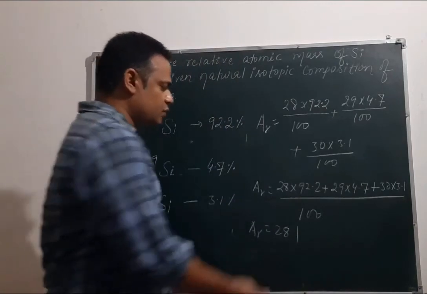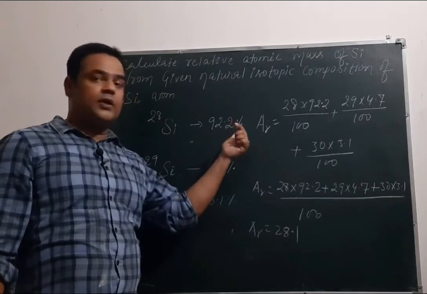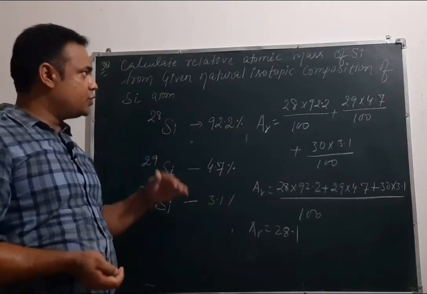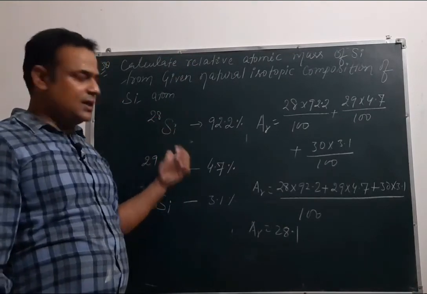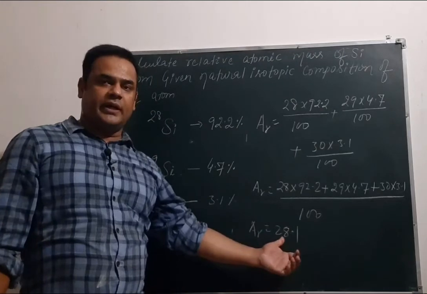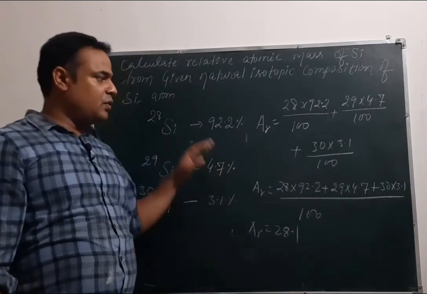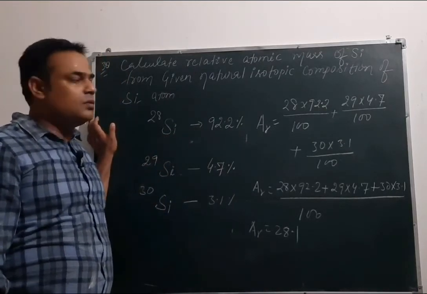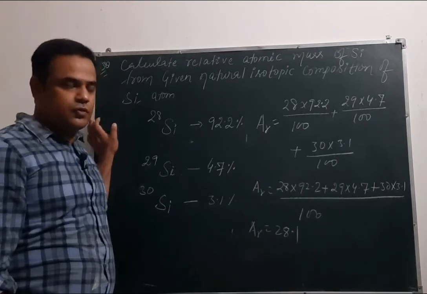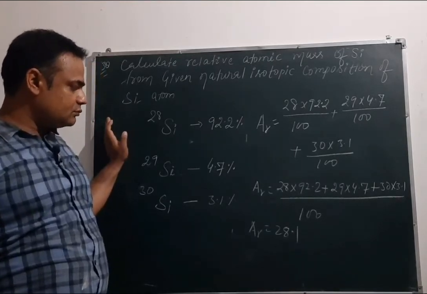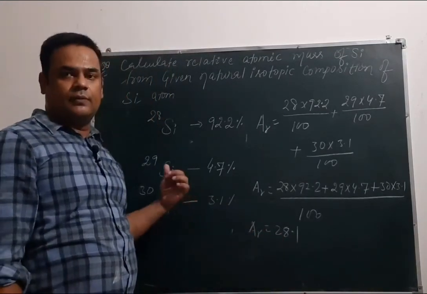Obviously, it should be closer to 28. Why? Because its percentage composition is 92.2%, so the major contribution in the relative atomic mass of silicon will be from 28 Si. And we are getting 28.1, which is closer to 28. So with the help of these examples, now you can solve many questions related to isotopic composition, and the reverse is also true: if you know the relative atomic mass of any element, you can find its percentage compositions.